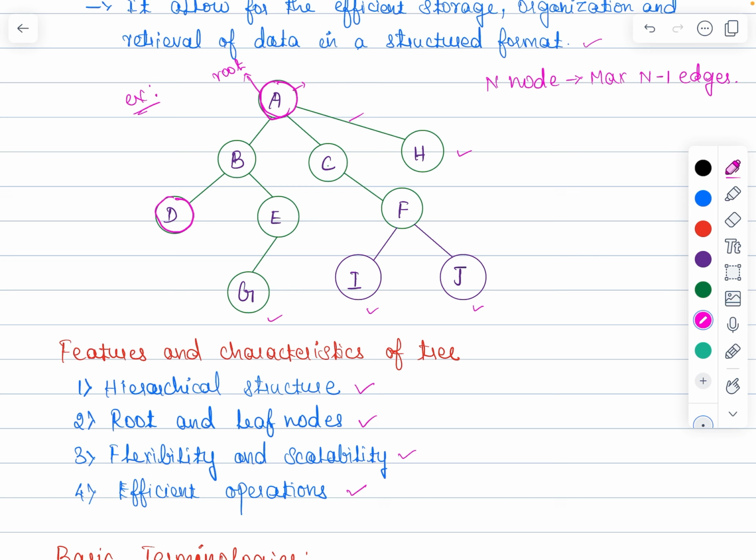If you check the connection between any two nodes, A and H are connected through this edge, right? A and C are connected through another edge. All the connecting lines we call edges. Only through edges are the data elements connected.